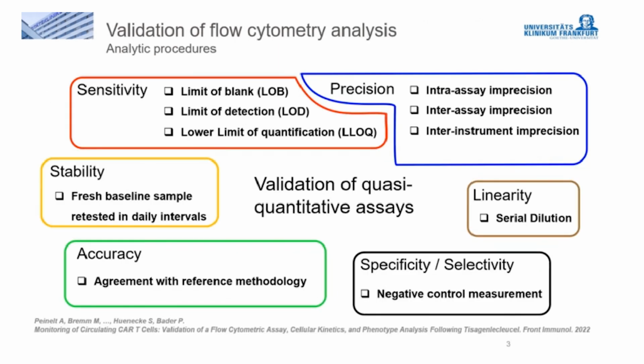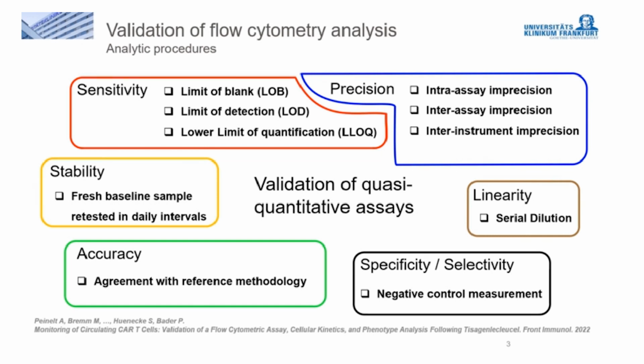This presentation will cover two topics. First, I will explain the validation of our flow cytometric assay, which we used to monitor CAR T cells after immunotherapy. These data have been published by us in Frontiers in Immunology, and in the second part I will show our results from the comparative measurements on patient samples in cooperation with the Karolinska Institute in Sweden. So I will start with the establishment of the monitoring method.